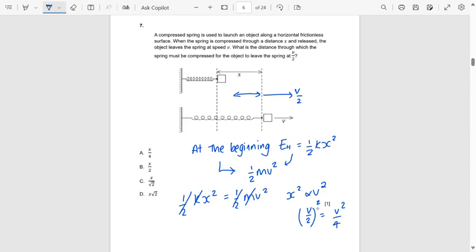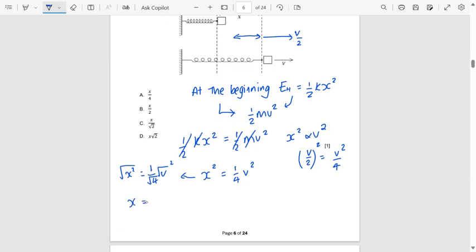So we can now say that the new x squared has become a quarter of v squared. So therefore, the square root of x squared, which is x, equals the square root of that. So in the end, we see that x needs to divide by 2 for v over 2. So it's b.